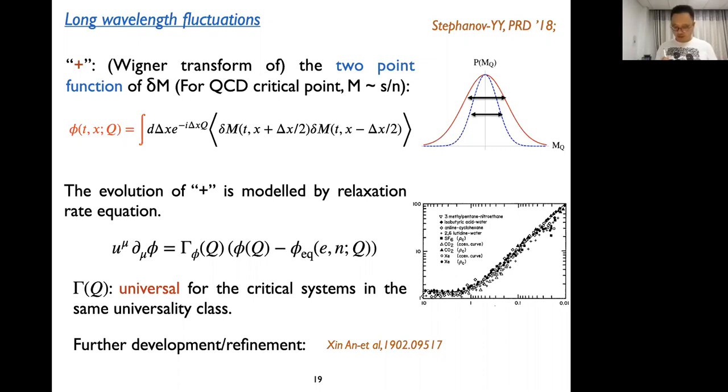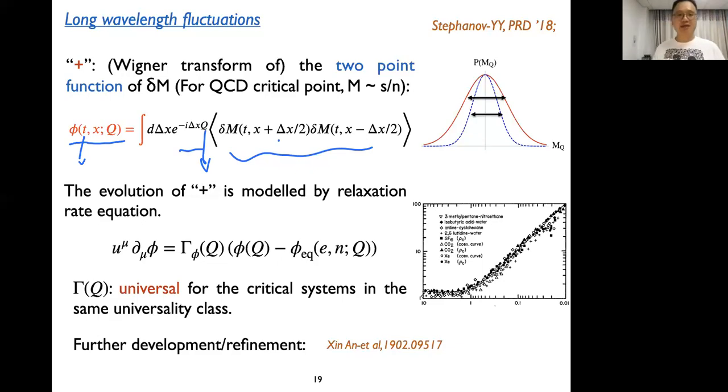So here, let me remind you that our goal is to describe the long wavelength fluctuations of the order parameter field. Mathematically, what you can do is define the Wigner transform with respect to the two-point function of the order parameter field, delta m. The q here is the conjugate variable to the relative position between the two fields. As a result, this phi mode depends on space, depends on time, but also depends on the resolution scales.